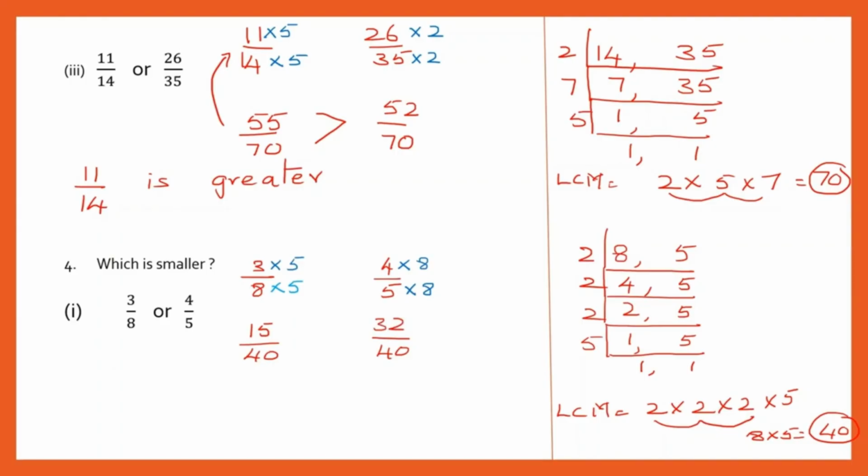32 is the greater numerator and 15 is the smaller one. So let's put our sign there. This time we are looking for the smaller fraction and this is a smaller one. So my answer is 3/8 is smaller.